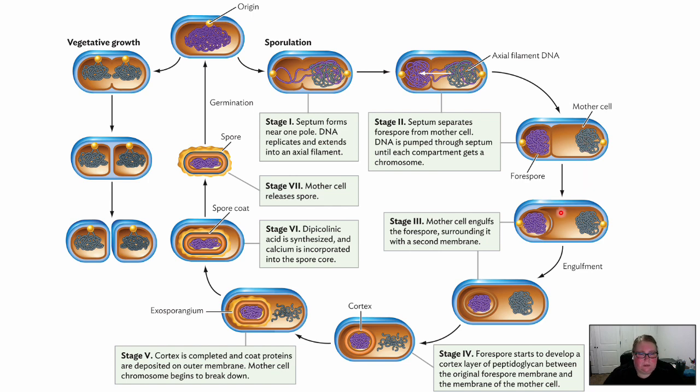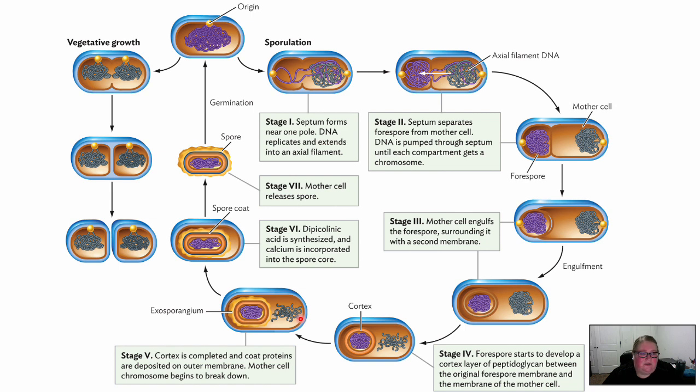Okay, so the forespore is going to be engulfed by the mother cell. This is going to give it a second membrane around it. Once it has the second membrane, it's going to start to make a special peptidoglycan layer that's formed and pumped into the space between the two membranes. This is going to form what is called the cortex. At this point, the mother cell's genome is going to start to degrade and break down. So the mother cell is going to start to die.